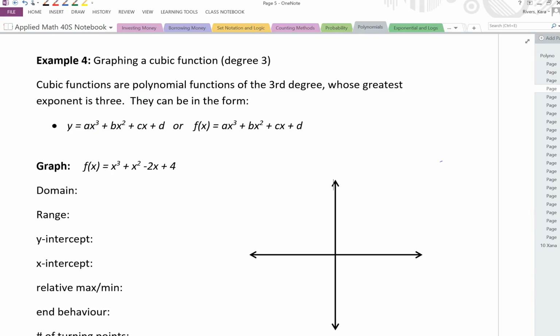The last example for this lesson is example 4, and we're going to be graphing a cubic function. That's a degree 3, and we haven't seen these before, so it'll be interesting to see what kind of shape they have. Now, you can see the format ax cubed plus bx squared plus cx plus d. And the graph that we're looking at here is x cubed plus x squared minus 2x plus 4. Let's see what this shape gives us.